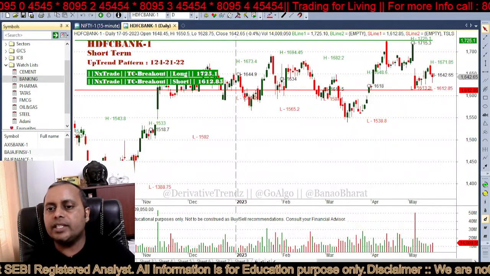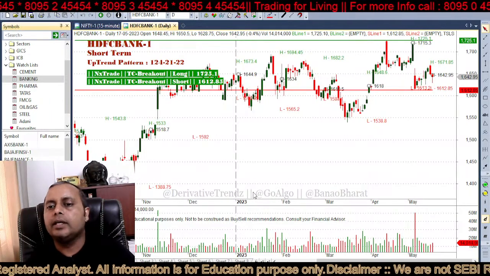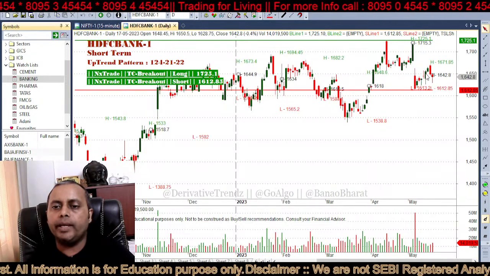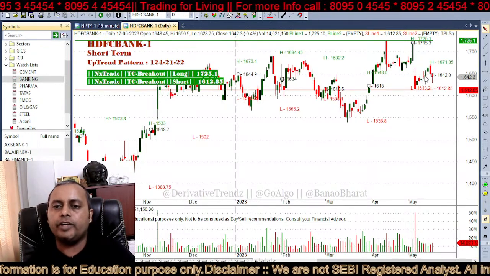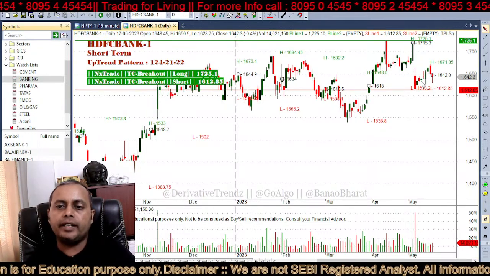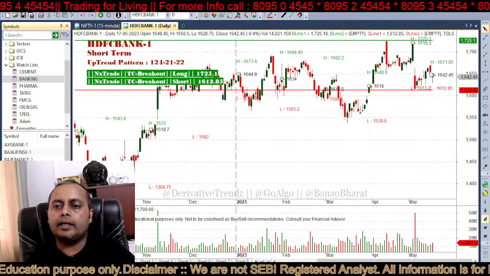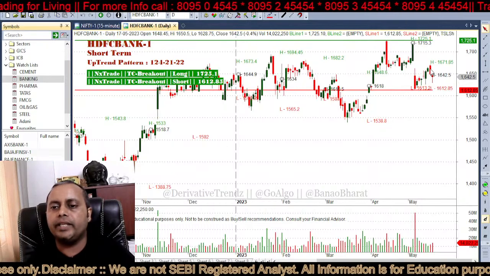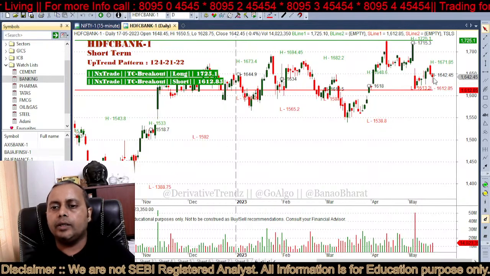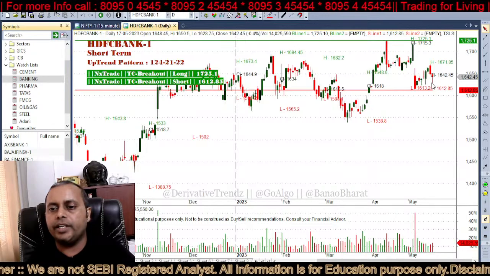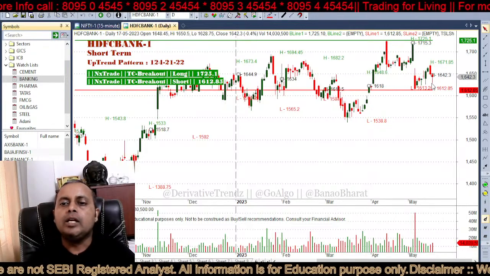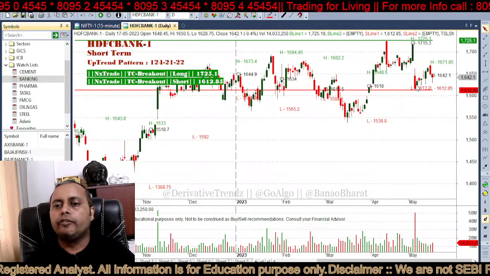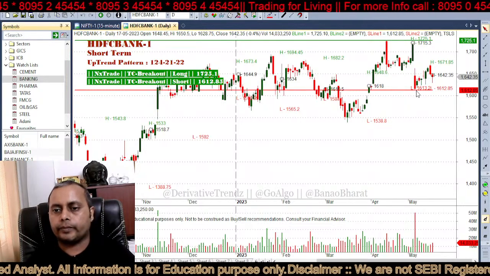HDFC Bank, you can see here that day on 5th of May, it made a low of 1613, and from there on tried to make a pullback, kind of not a very smooth pullback, but very small candles. It tried an attempt at taking out that day's high. It has made a high of 1671. From there itself the fall has started, and today it has made a low of 1628, currently trading at 1642. So it is once again back within the range of this 5th of May's highs and lows.